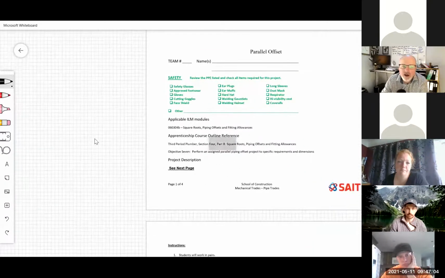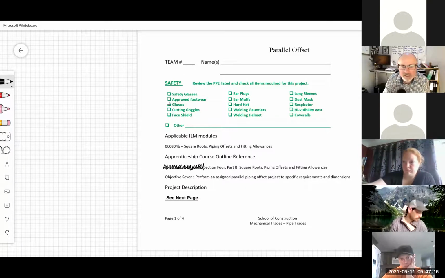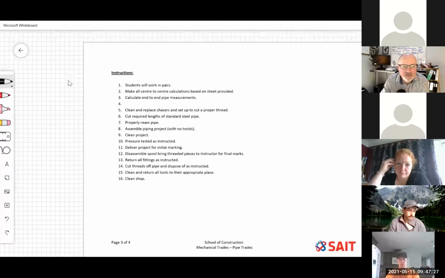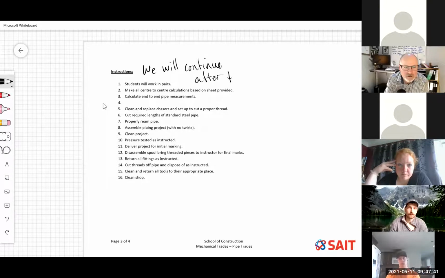This is your parallel offset project. Now, it says here that is for 3rd year plumber. No more of that. This is for 2nd year plumber. Okay. Now, in your instructions for your parallel pipe offset, we will continue after the break.